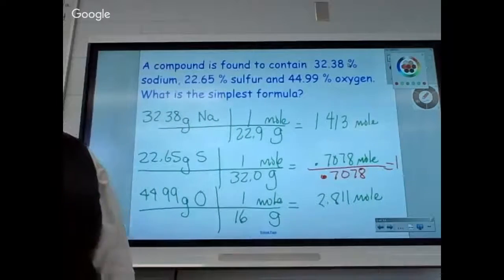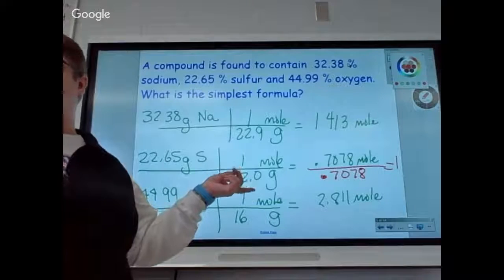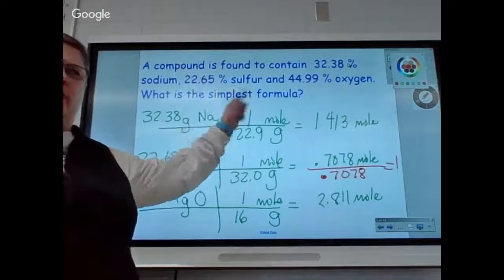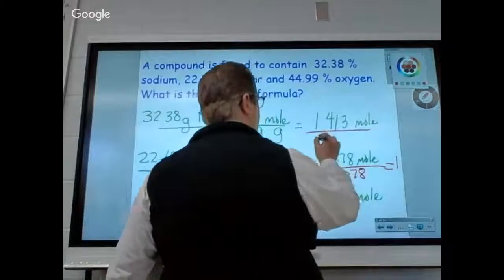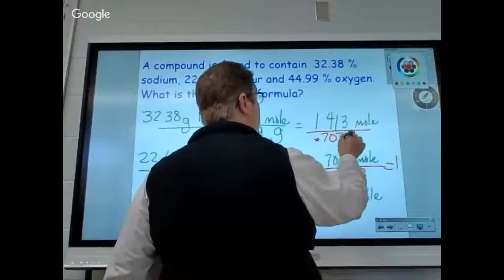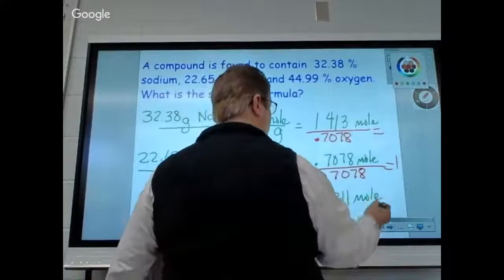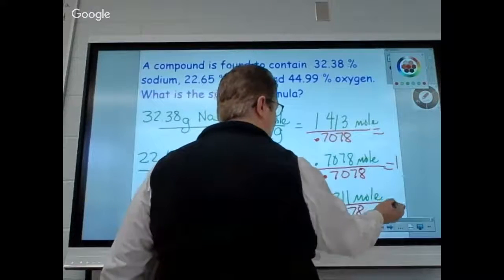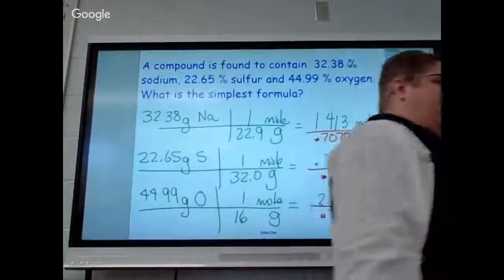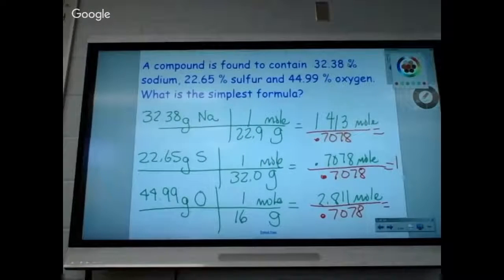1. Now, if I divide that number by 0.7078, what do I have to do to all the other numbers? Divide by 0.7078. Now, I want you to punch those in your calculator and see what number appears on the calculator. Okay? Mainly because they're not going to be whole numbers. They're going to be close to whole numbers.